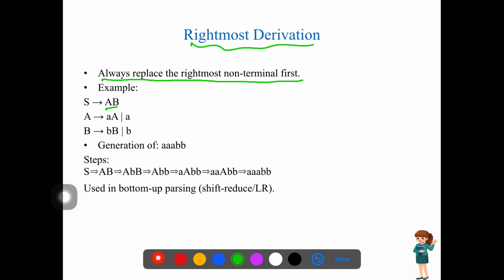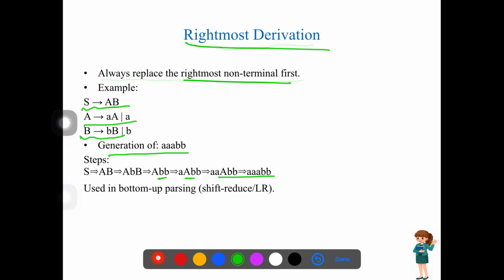Rightmost derivation always replaces the rightmost non-terminal first. Example, S produces AB. B can be replaced by BB. Again, B can be replaced by small b, that is terminal. Again, A can be replaced by AA. Again, A can be replaced by AA. Again, A can be replaced by a. Then we generated the expected string aaabb. I hope you guys understood. This is basically used in the bottom-up parsing, shift-reduce, or LR.